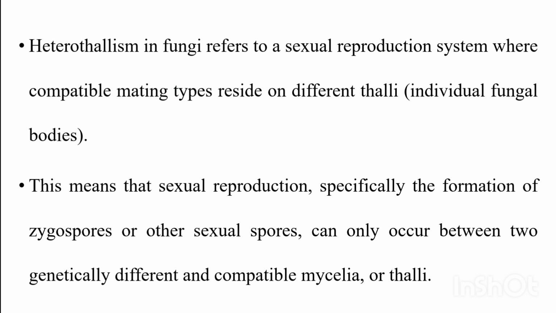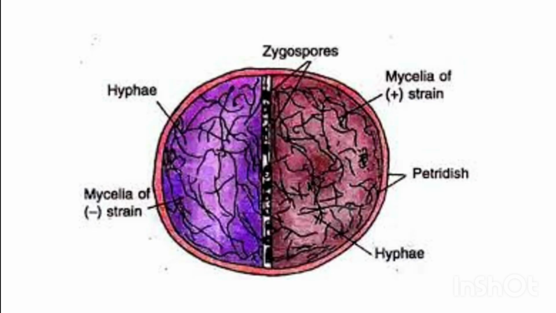It refers to the sexual reproduction system where compatible mating types reside on different thalli. Basically this type of reproduction requires two different thalli or two different mycelia of fungus. This means that sexual reproduction, specifically the formation of zygospore after the fusion of sexual spores, can only occur between two genetically different and compatible mycelia or thalli. So it requires two different fungi for this reproduction.